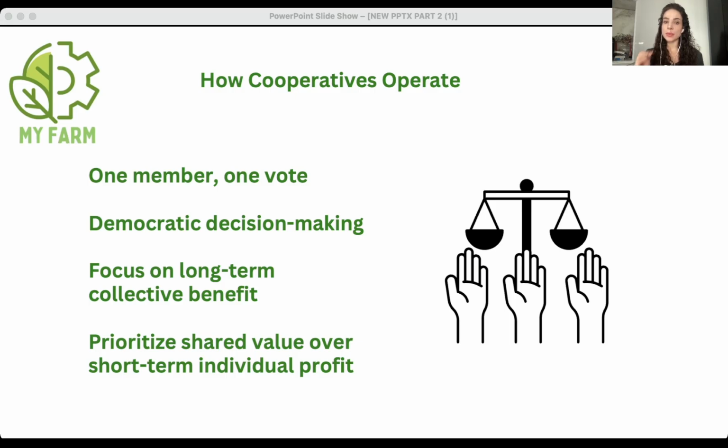Each member typically has one vote, regardless of the size of their contribution, and decisions are made with a focus on long-term mutual benefit rather than short-term individual profit.